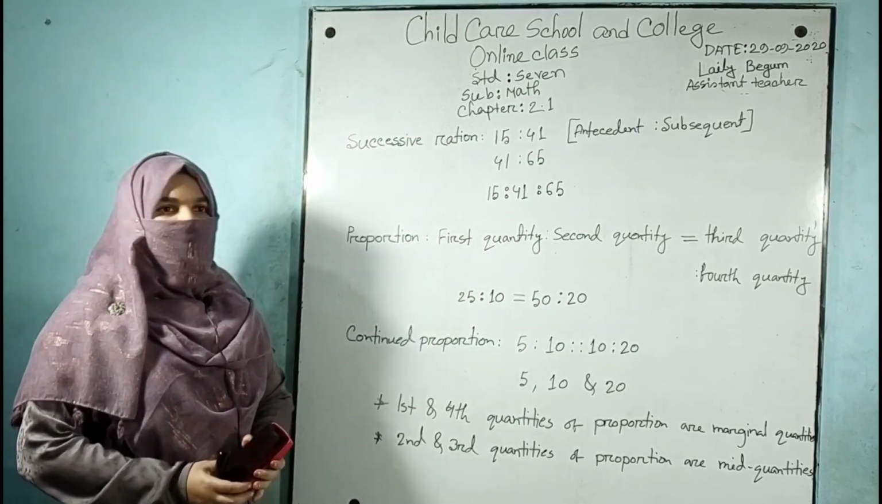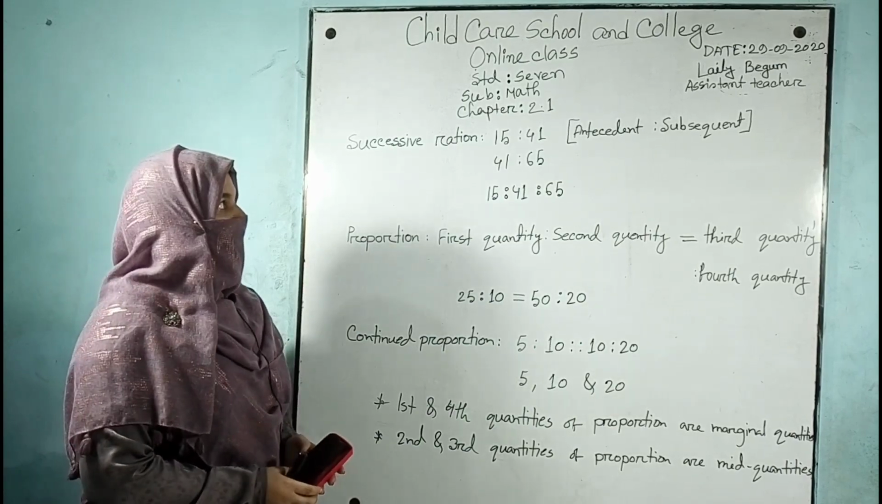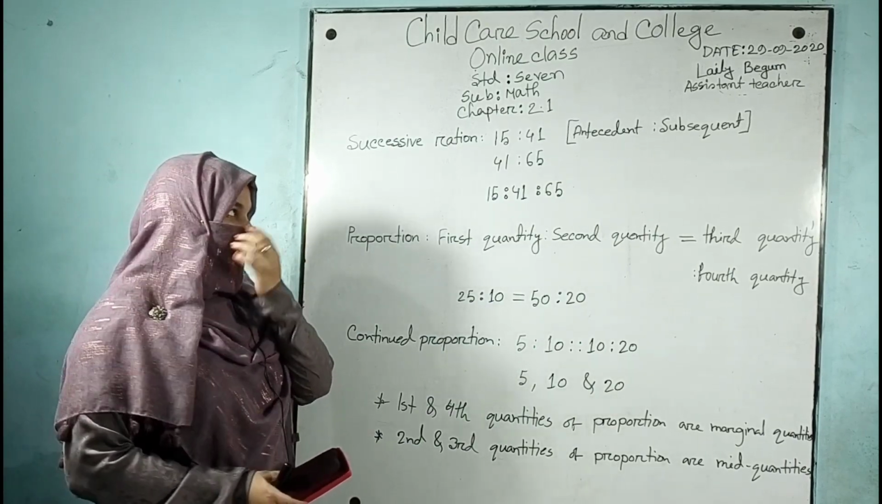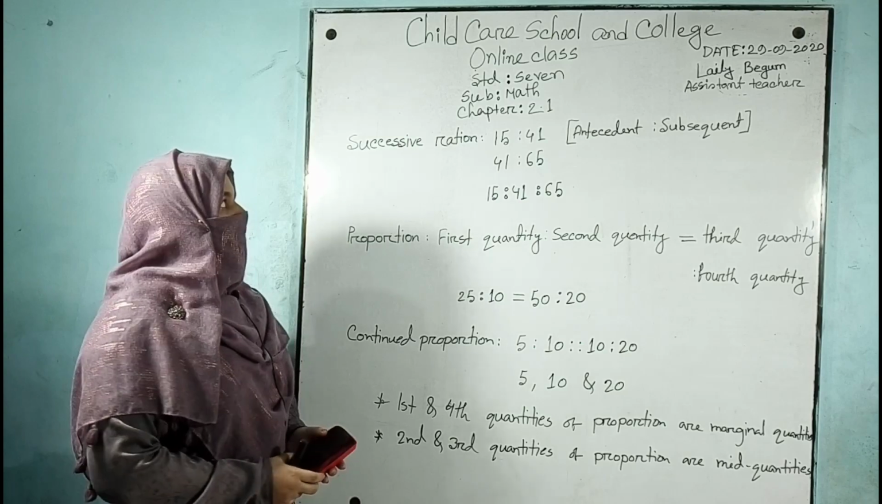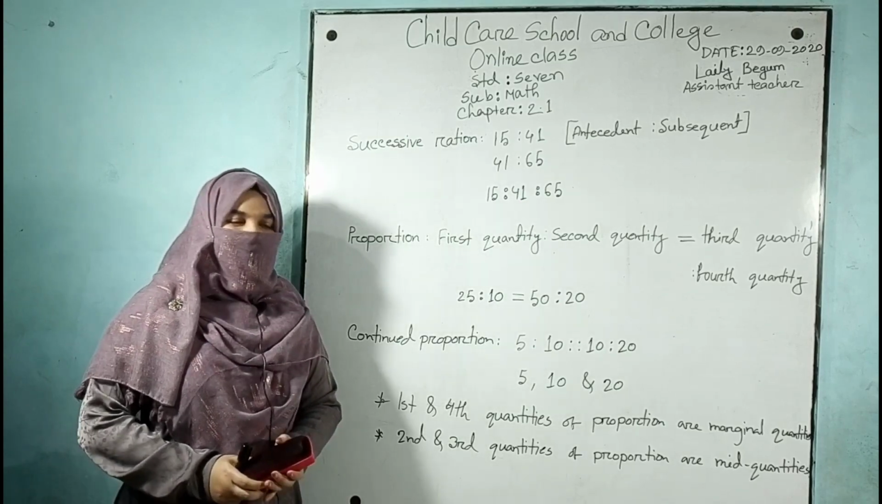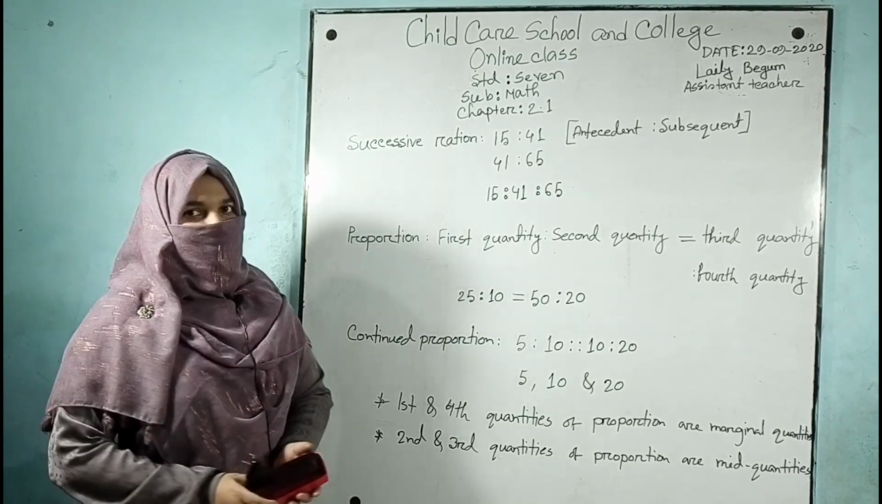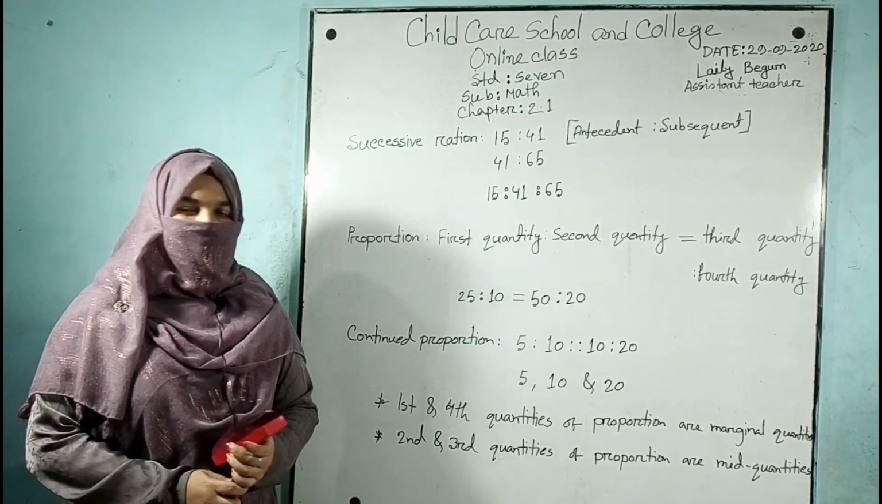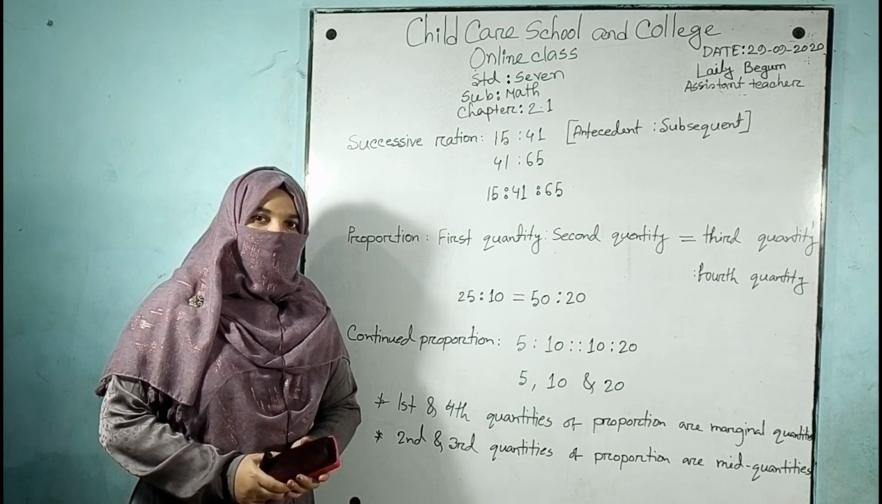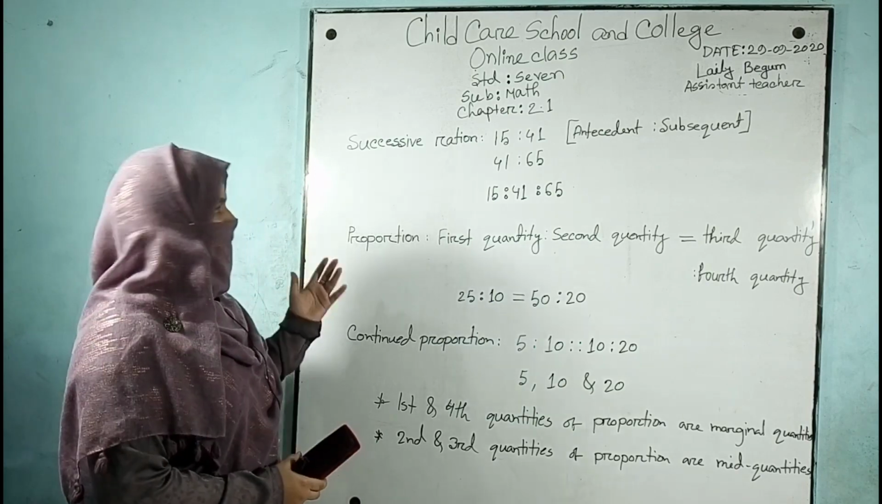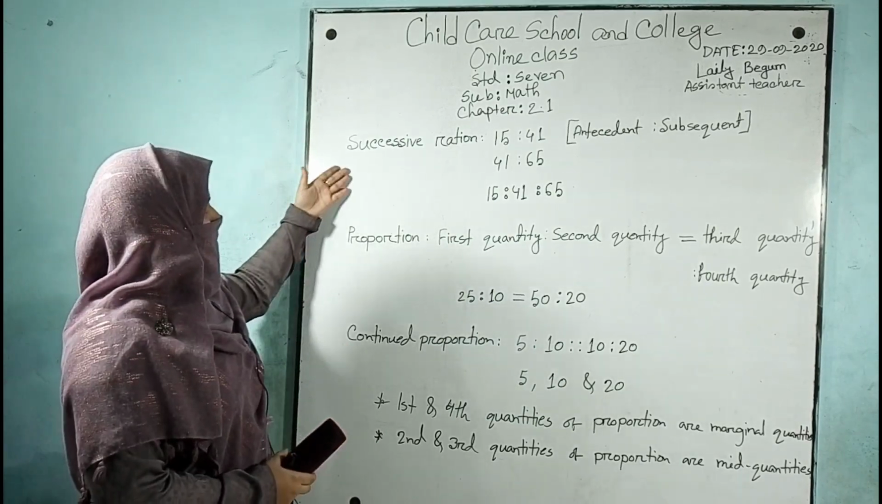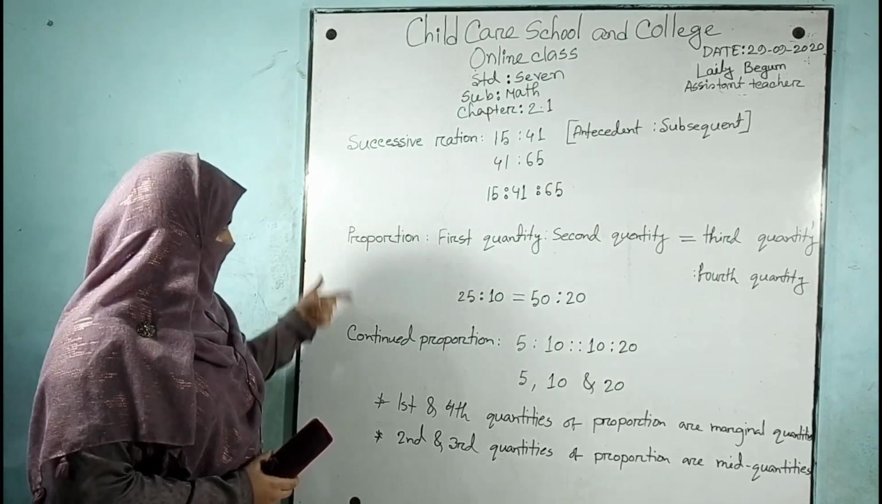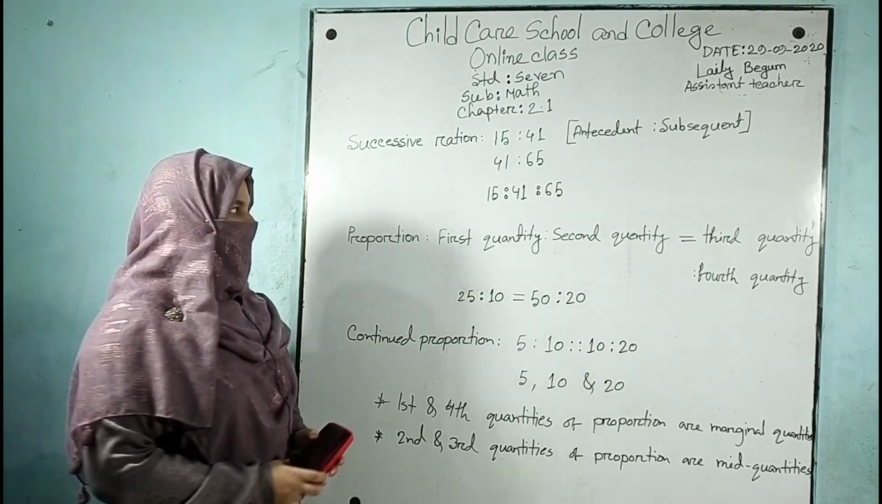Now today the topics will be discussed in standard 7 subject math, chapter 2.1. The chapter is proportion, loss and profit. To solve the problems of this chapter, at first we need to know some things about it. First is successive ratio, then proportion and continued proportion.